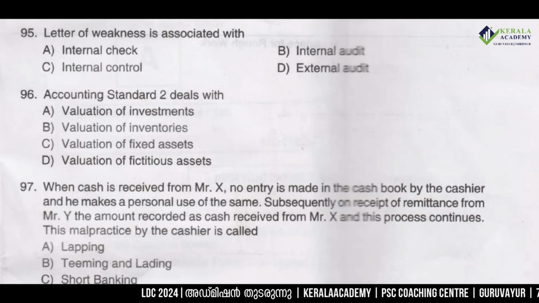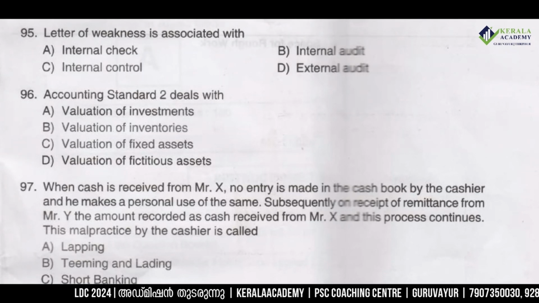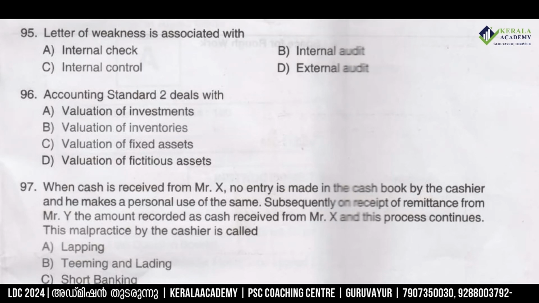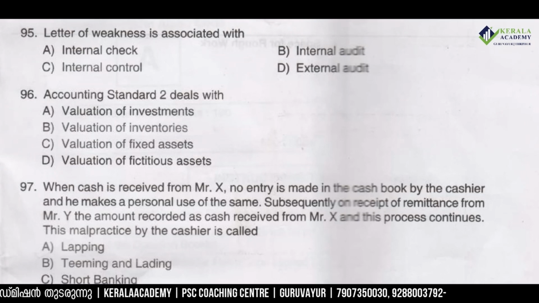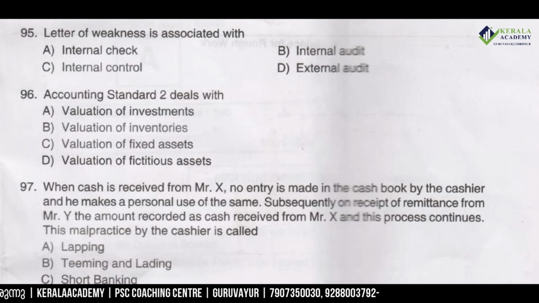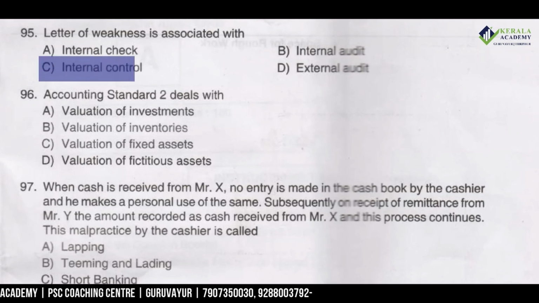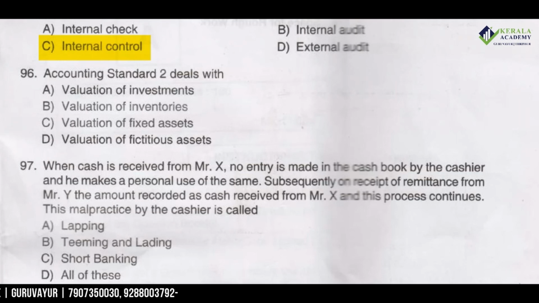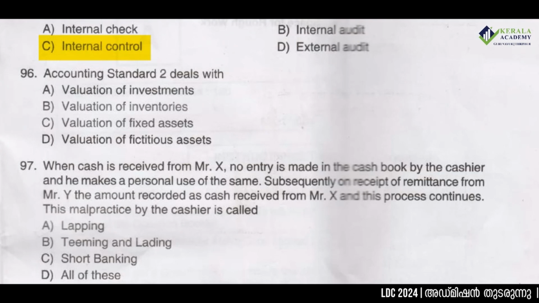Letter of weakness is associated with internal check, internal audit, internal control, external audit. Correct answer option C, internal control. Accounting Standard 2 deals with valuation of investments, valuation of inventories, valuation of fixed asset, valuation of fictitious asset. Correct answer option B, valuation of inventories.